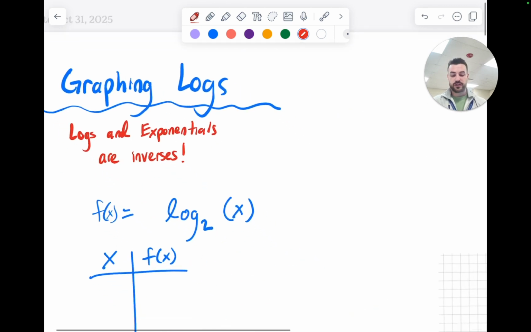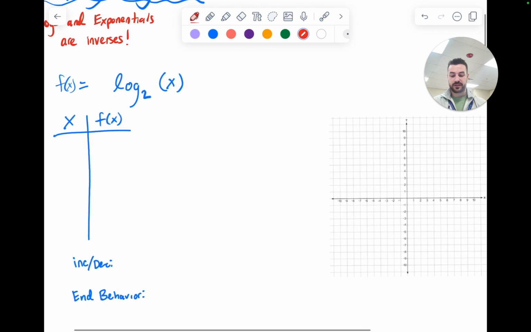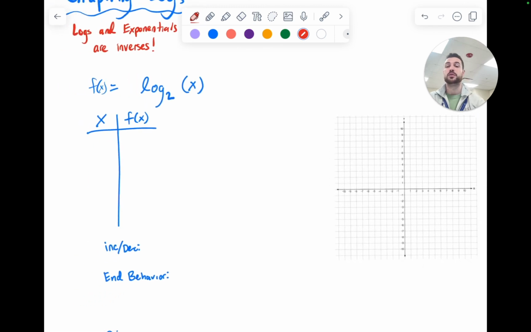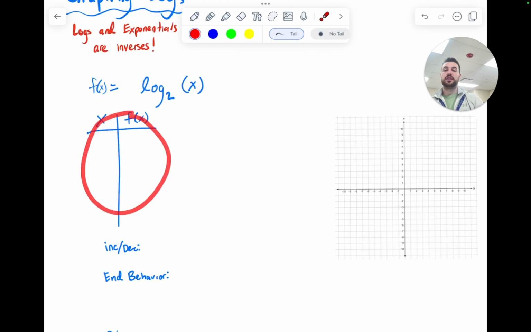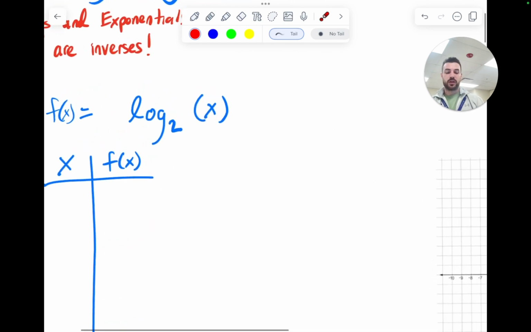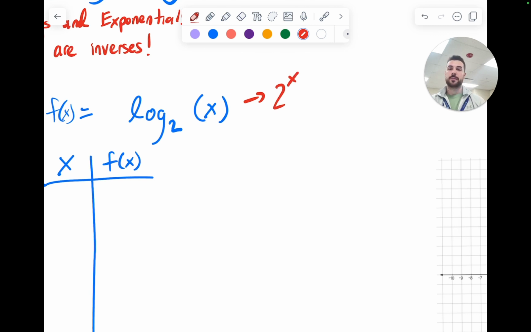All right, so for our first example here, we have f of x is equal to log base 2 of x. Now, it's a little bit difficult for us to envision how to graph logs. It's difficult to figure out some good x values to plug in so we can fill out our table. So instead, we're going to use the idea that logs and exponentials are inverses. So the inverse of this function would be 2 to the x power. Now that's something we're a little bit more comfortable graphing.